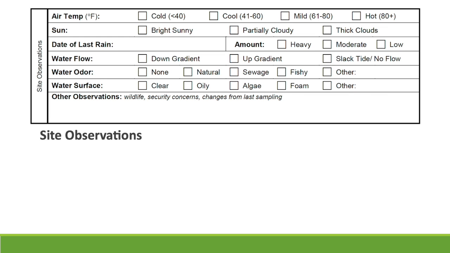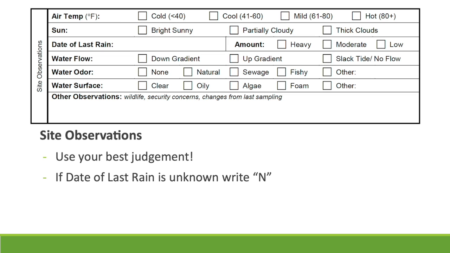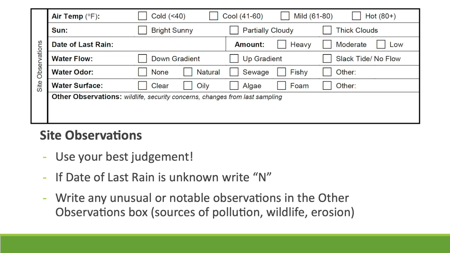Next, you'll conduct site observations. This section is very helpful for us troubleshooting and is based on your experience with your sites. Use your best judgment for each of the questions and write N if the date of the last rain is not known. Record any unusual or notable observations here. Look for litter, recent erosion, constructions, or changes since your last sampling.